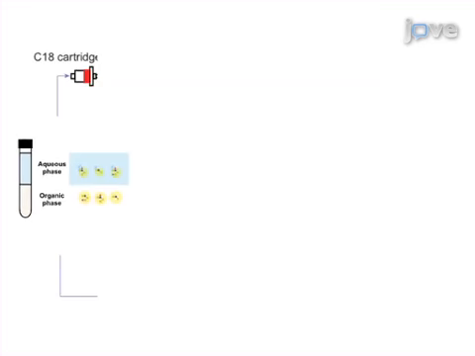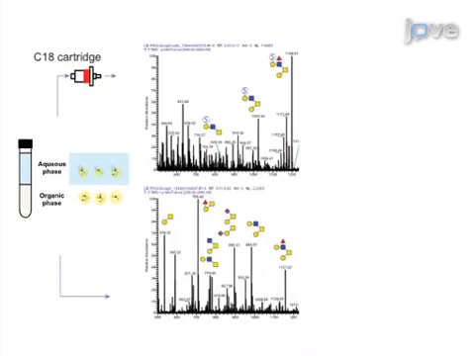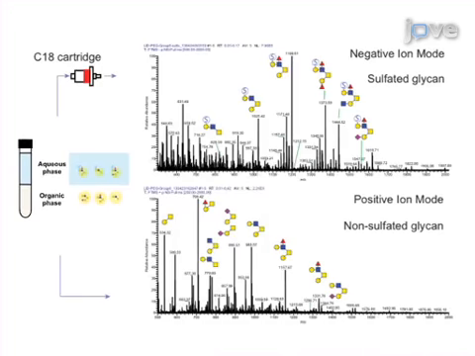Ultimately, permethylated glycans are analyzed by tandem mass spectrometry to detect structures and quantify abundances.